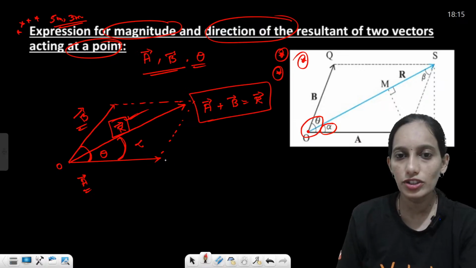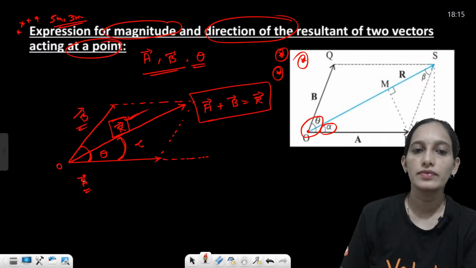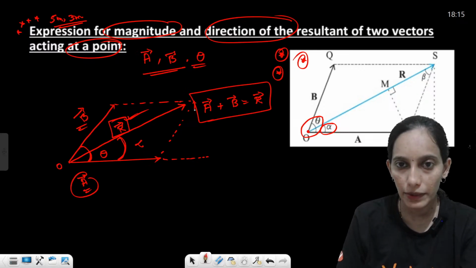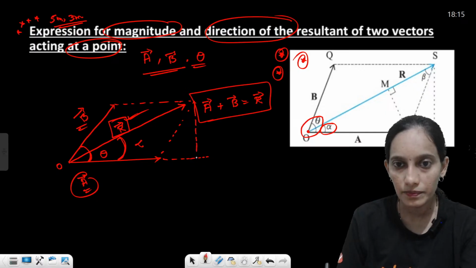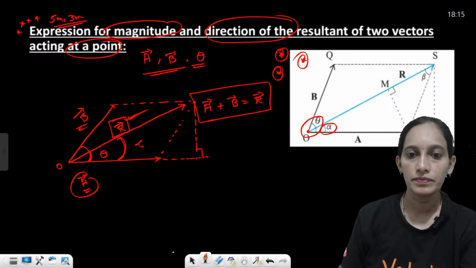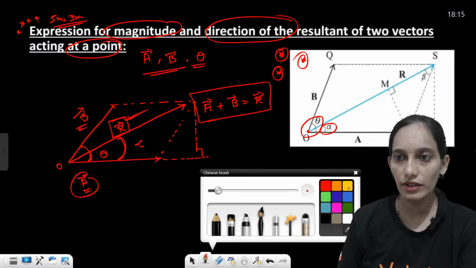So for that we will just do one construction. I will extend this A vector and drop a perpendicular from this point. We have dropped a perpendicular here, and some other naming we have used.